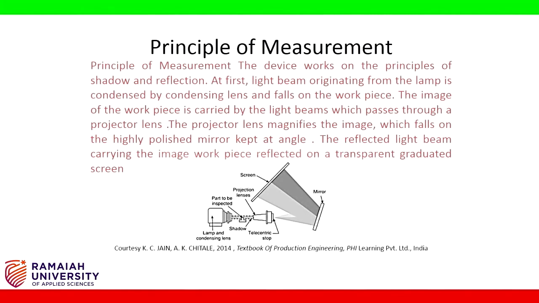Principle of measurement. The device works on the principles of shadow and reflection. At first, a light beam originating from the lamp is condensed by a condensing lens and falls on the workpiece. The image of the workpiece is carried by the light beams which pass through a projector lens. The projector lens magnifies the image, which falls on a highly polished mirror kept at an angle. The reflected light beam carrying the image of the workpiece is reflected onto a transparent graduated screen.